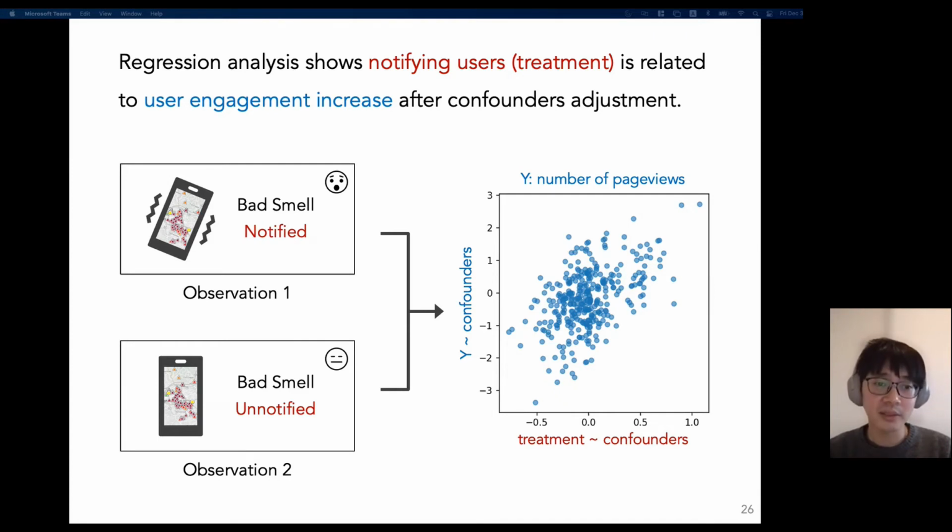On the y-axis is this metric regressed by the confounders. In this way, we can get rid of the effect of confounders, and we can look at the true relationship between the treatment and the outcome. In this case, you see there's a positive relationship between these two. That means they have some effect. So in our case, we actually found sending push notifications out can increase user engagement.